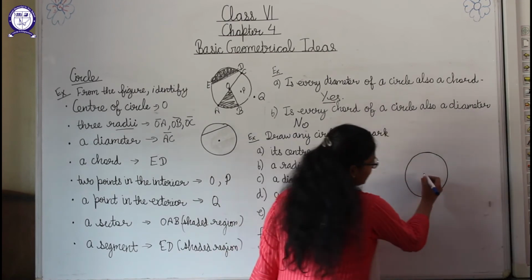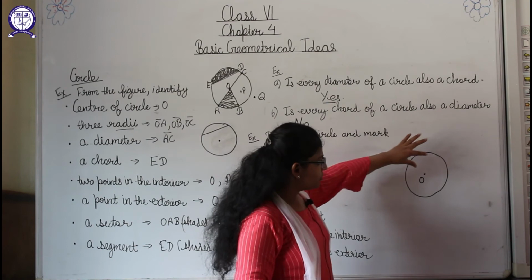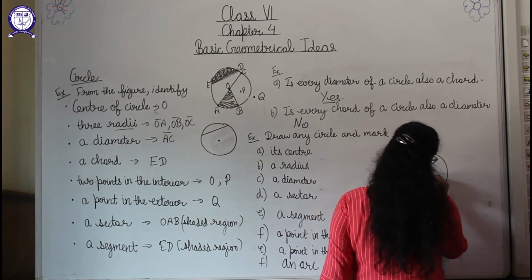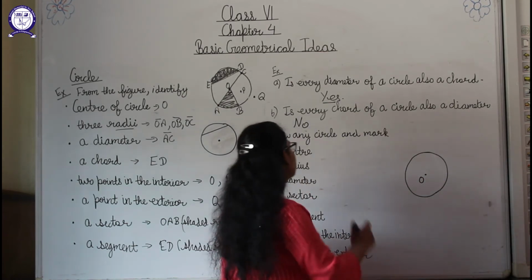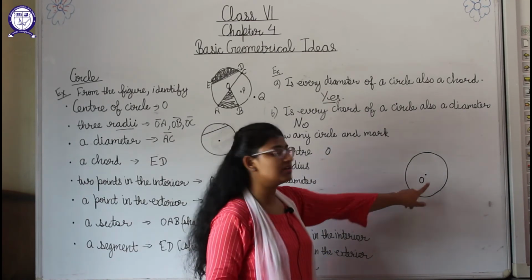Okay, so I am taking O as the center point, from where we will put the pointed edge of the compass, and then we will draw. So this is the center and I am naming it as O. So here we will write that O is the center we marked in a circle.